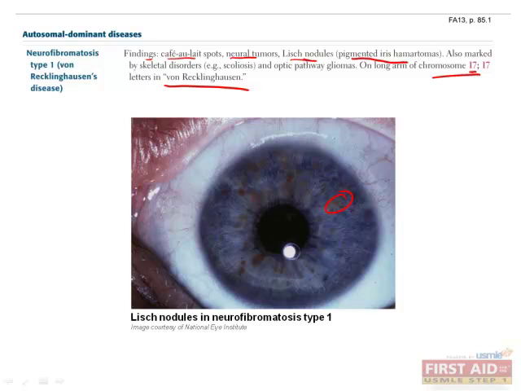Patients with NF1 are also more likely to get Wilms tumors, which are kidney tumors that typically occur in children.